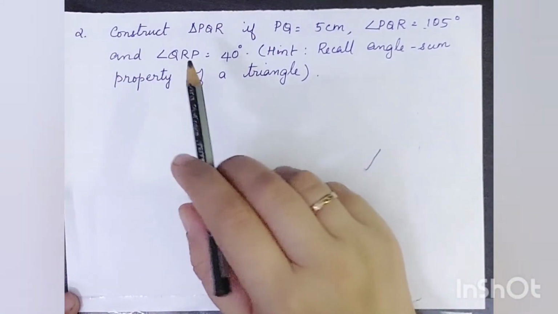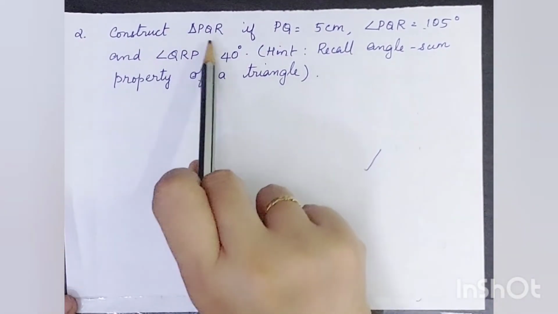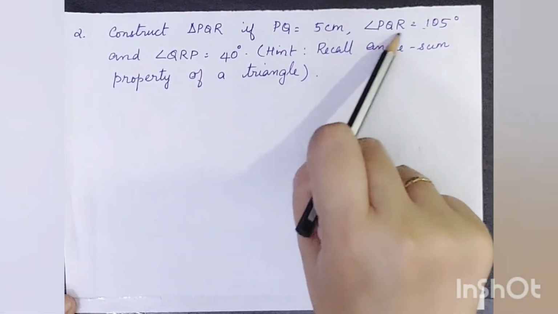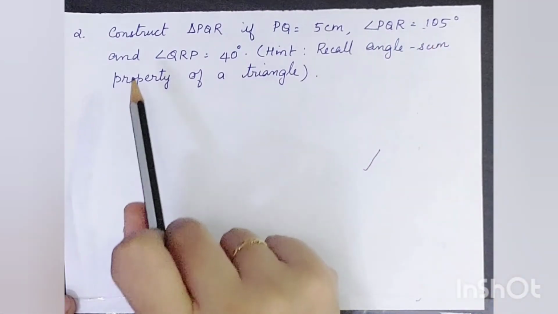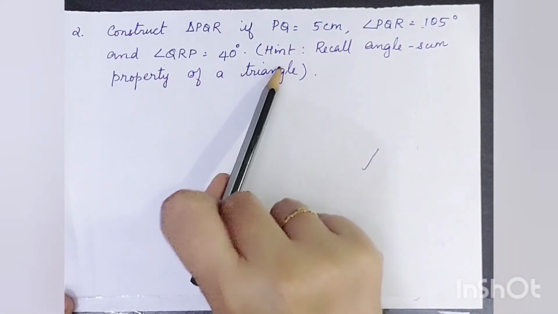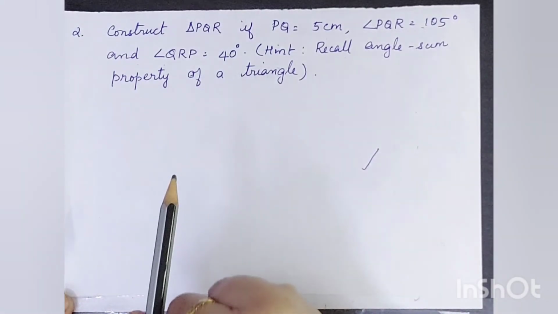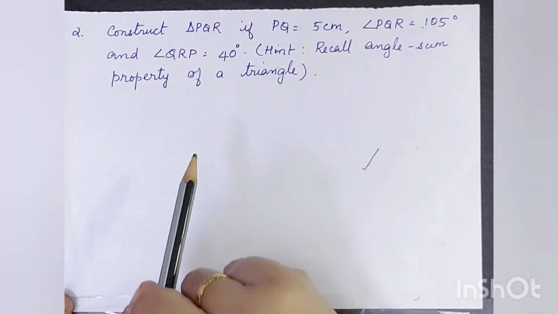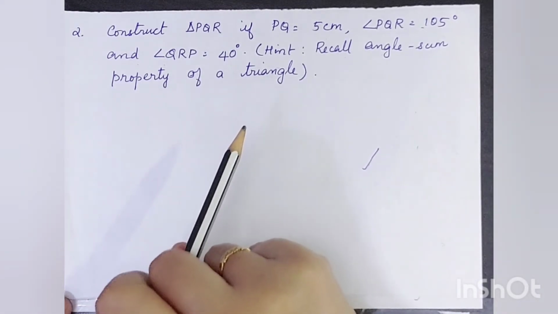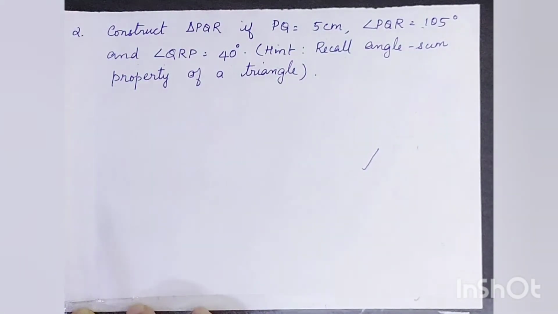Now let's go on to the second question of exercise 10.4. Construct triangle PQR if PQ is equal to 5 centimeter, angle PQR is equal to 105 degrees and angle QRP is equal to 40 degrees. Now they have given a hint: recall the angle sum property of a triangle. What is the angle sum property of a triangle? It states that the sum of all the angles of a triangle is equivalent to 180 degrees.